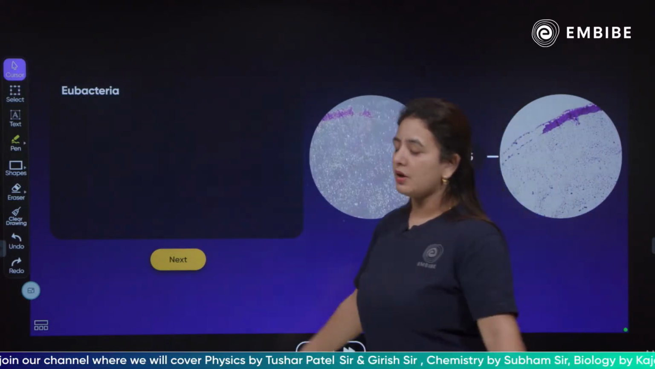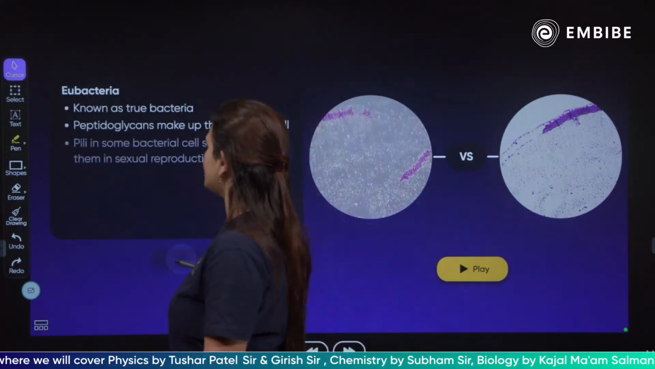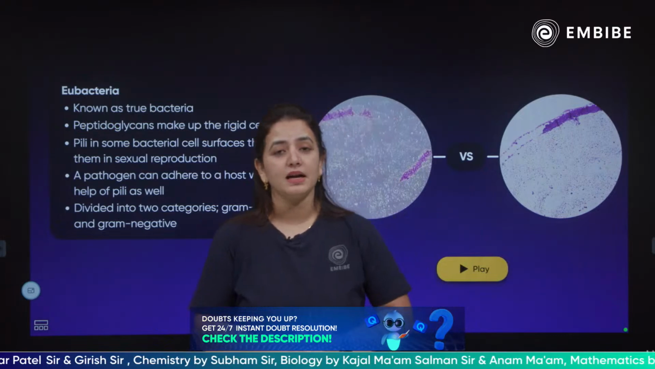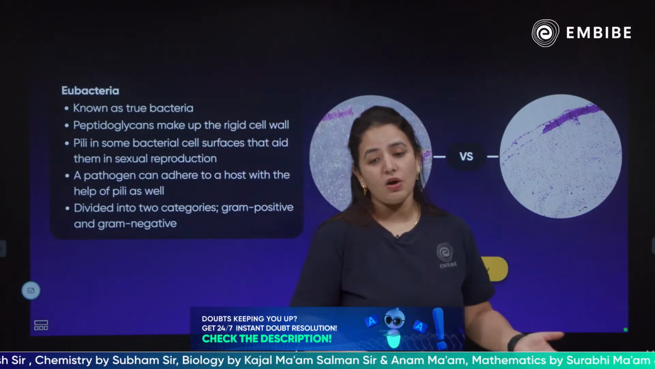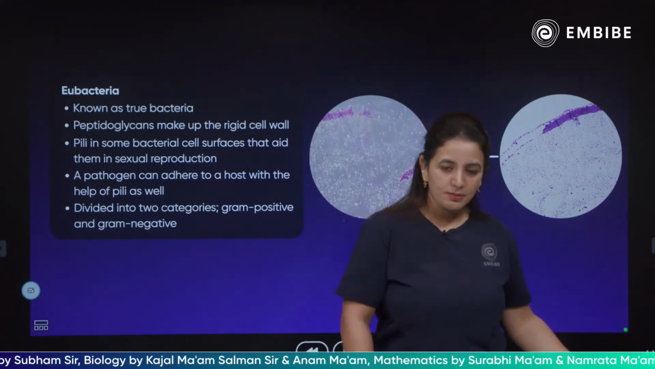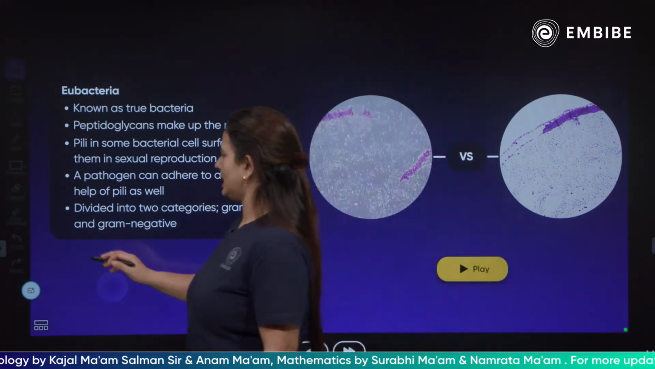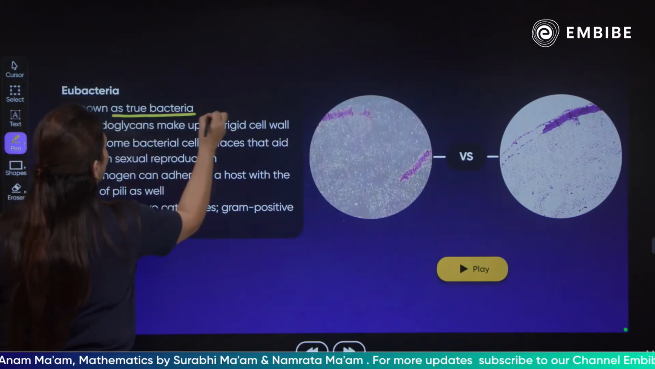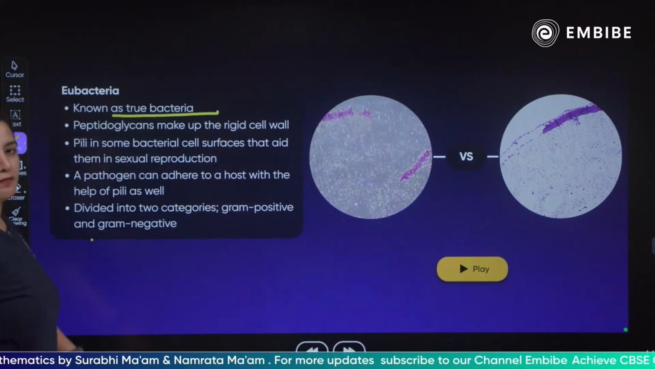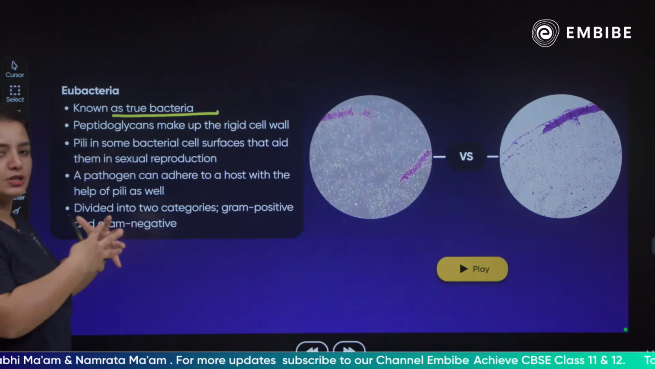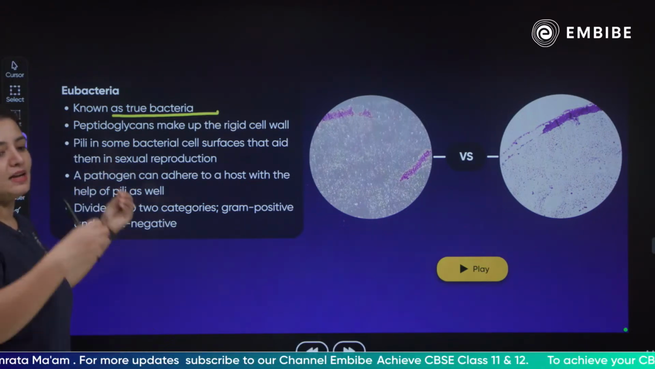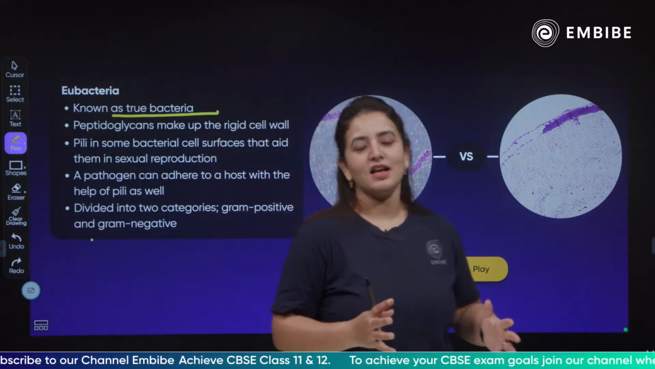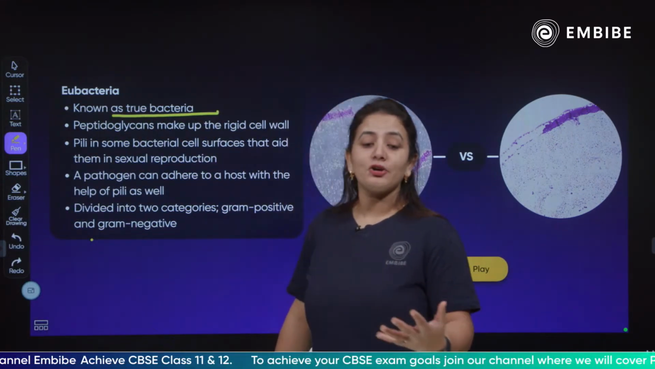Coming to our next topic, which is the Eubacteria, since we have already discussed the Archaebacteria and the types of Archaebacteria. Now we come to the other subdivision, which is the Eubacteria. What is Eubacteria? Children, it is also known as true bacteria. True bacteria means the first true bacteria, showing real bacterial characteristics. Extremely original, true bacteria.